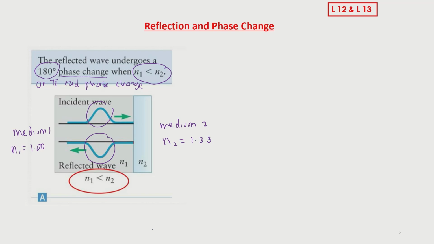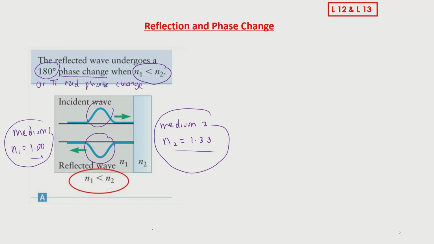So, a light wave undergoes a phase change if it reflects from a boundary of a medium with lower refractive index to a medium with higher refractive index. As you can see, medium 1 has refractive index 1 and medium 2 has refractive index 1.33. So that's why there is a phase change.